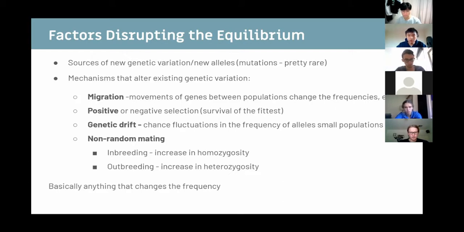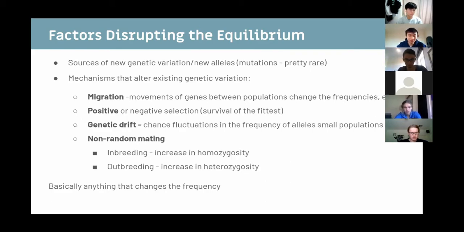So there's migration, which just means that individuals within the population are moving to another population, they're coming and going. Because they're coming and going, their genes are shifting between populations, and that can change the frequencies. You can have positive or negative selection, which is basically survival of the fittest. Positive is like, you're doing well, you're selected and you'll survive. Negative means you'll die off. Genetic drift is just a chance fluctuation of the frequency of alleles, generally in small populations.